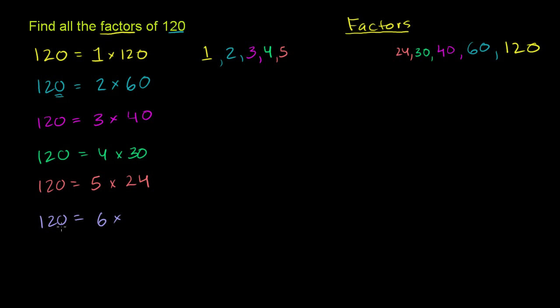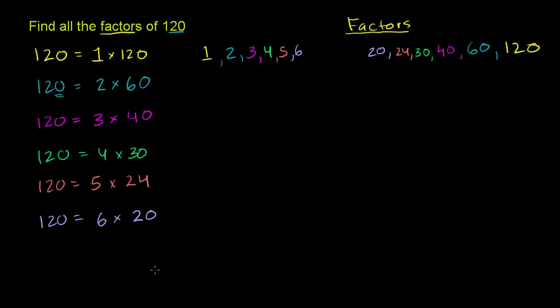But 120, you could say, well, 12 divided by 6 is 2. And then you have that 0 there. So 120 divided by 6 would be 20. And you could work it out with long division if you like. So 6 times 20 are two more factors. 6 times 20.